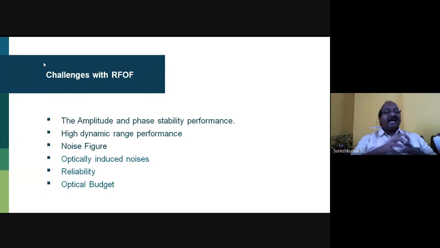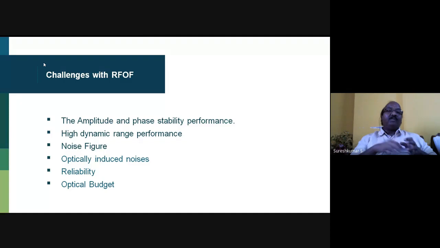Then higher dynamic range. When I told you the fiber optic system is broader in bandwidth and your receiver is broader, naturally a heavy amount of RF power will come in, and your RF over fiber should have a sufficient range to operate in the linear range.